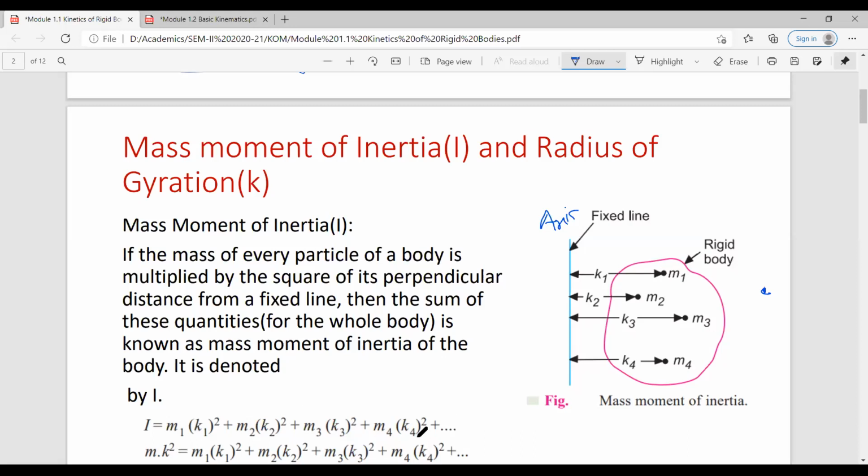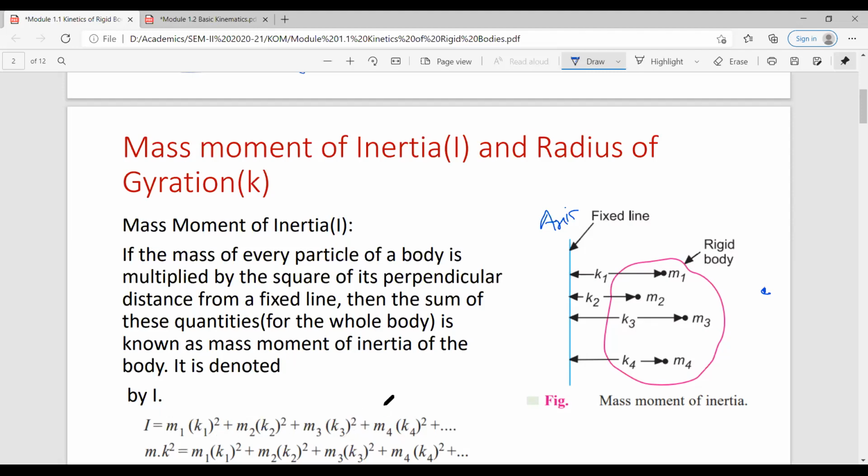Why are we doing this? Because here mass is very well distributed. We cannot assume that mass is concentrated at some point. So in this way you will find all this.